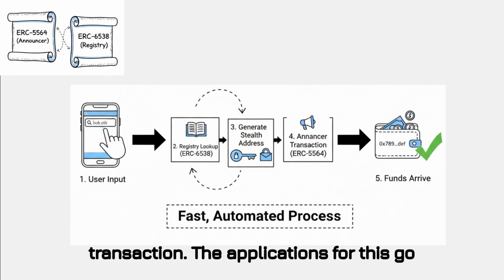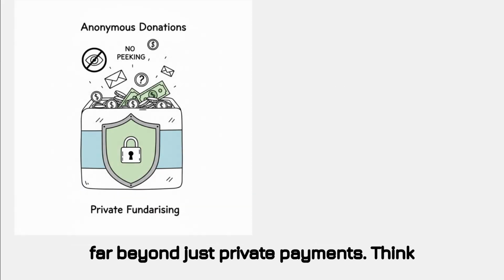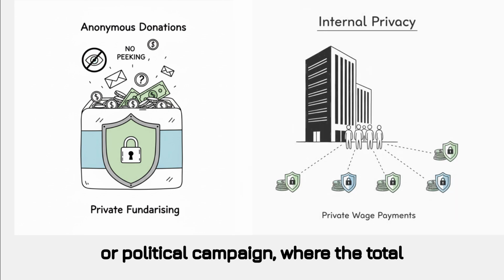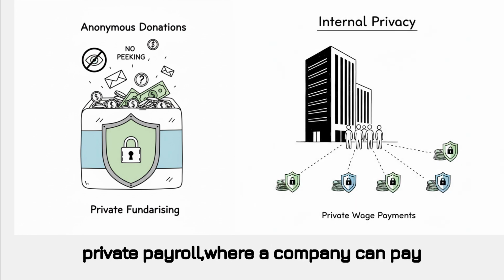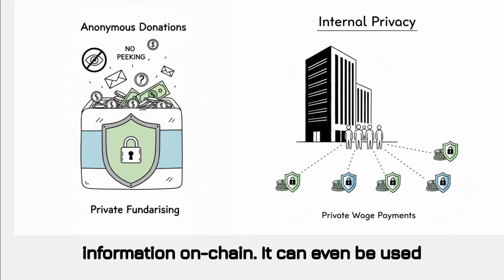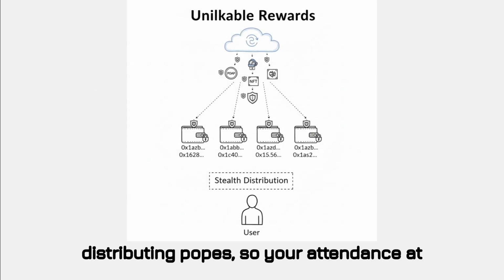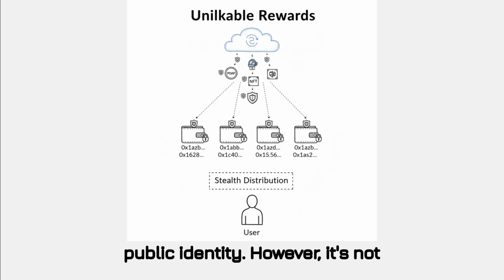The applications for this go far beyond just private payments. Think of confidential donations for a charity or political campaign, where the total amount raised isn't public knowledge. Or private payroll, where a company can pay its employees without revealing salary information on-chain. It can even be used for anonymous NFT airdrops or distributing POAPs, so your attendance at an event isn't permanently linked to your public identity.